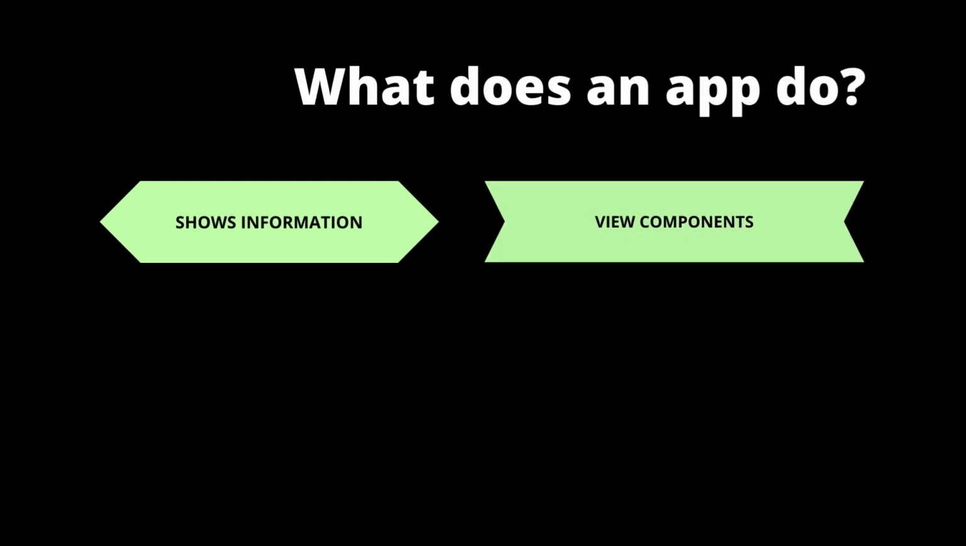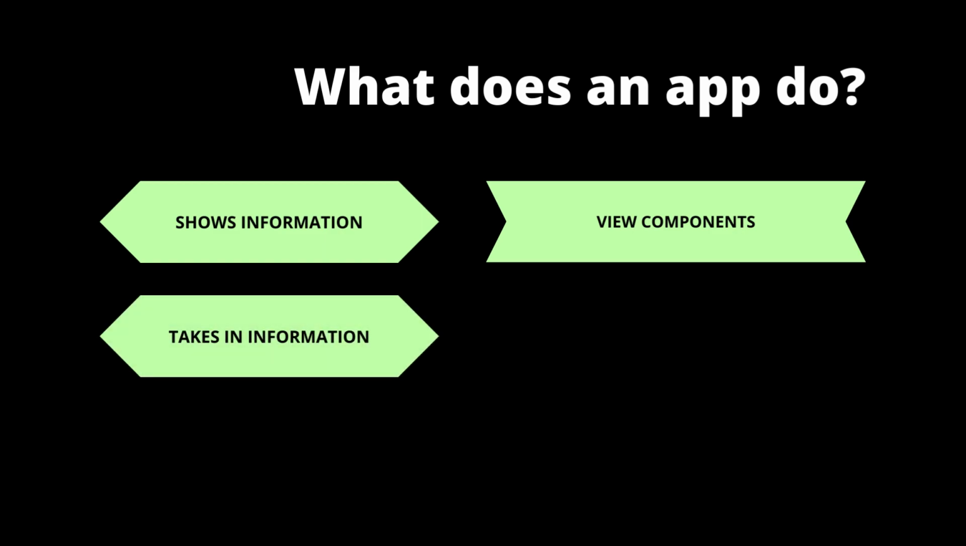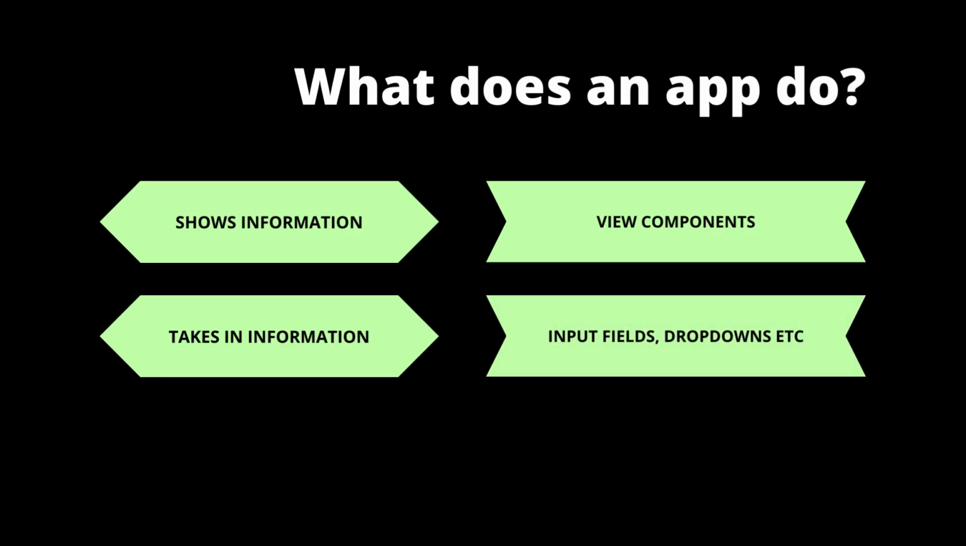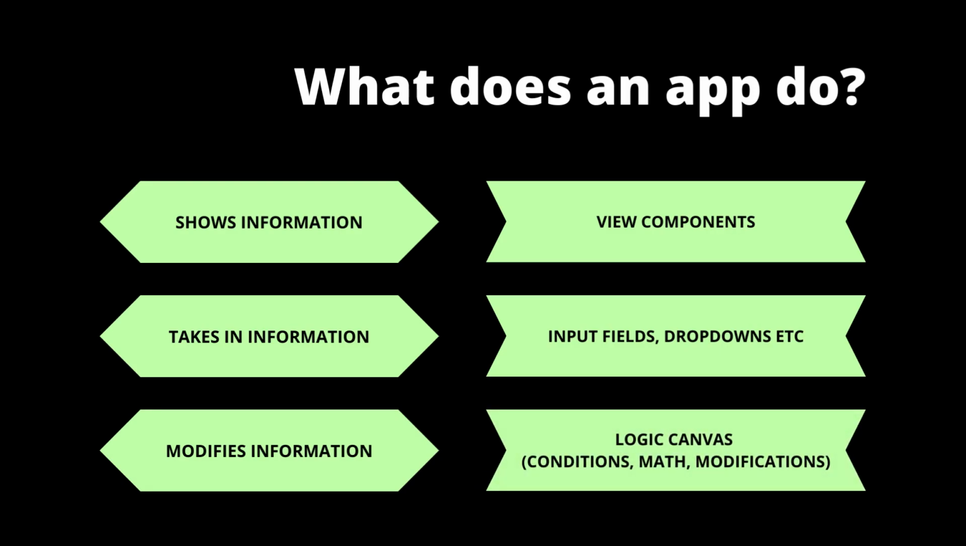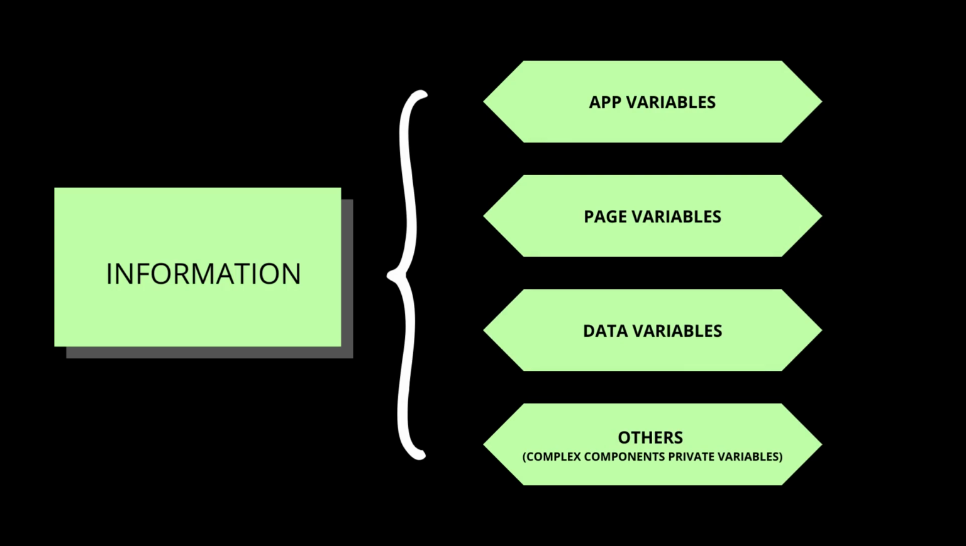Oversimplifying, but an app does three tasks. First of all, it shows information to the user. The app does that via view components, paragraphs, images, containers, and so on. Next step, it takes information from the user via interaction. This can be an input field, a drop-down, or even a single tap event on a button. Finally, the app does something with the information it received and the information it has, and does some sort of computing with that.